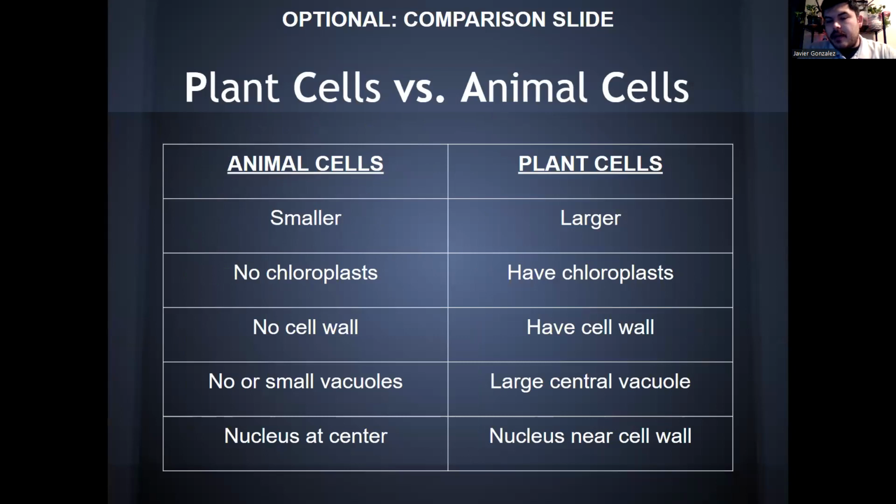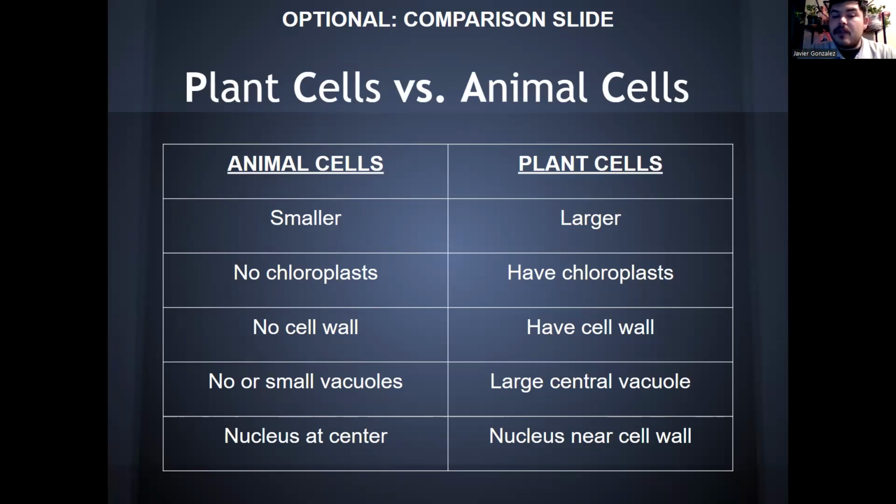So a big question that I wanted to ask you earlier, the essential question, is how can you tell the difference between a plant and animal cell? We have right here the answers to that. You have the animal cells on the left, plant cells on the right. Animal cells are smaller, plant cells are larger. Animal cells have no chloroplasts, plants do.